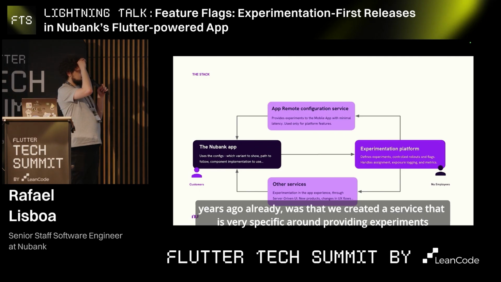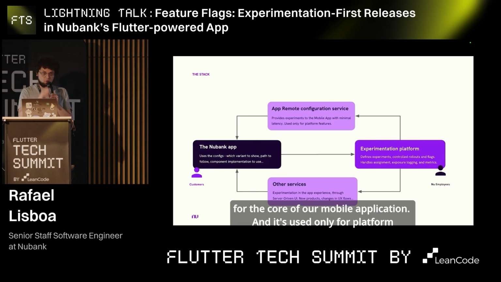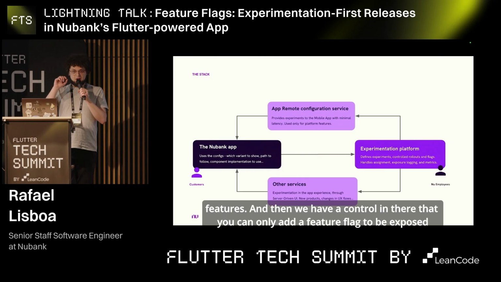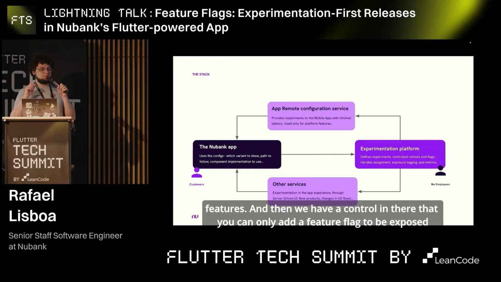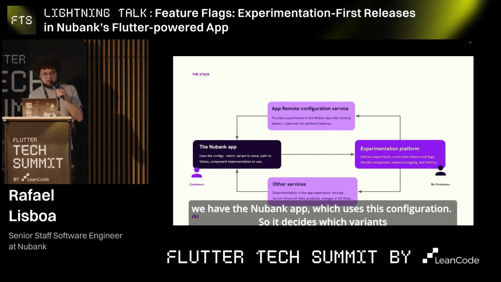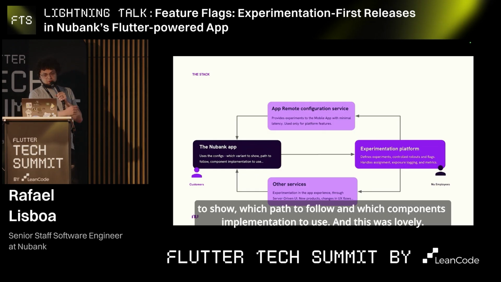And then the kind of new thing, although this was done years ago already, was that we created a service that is very specific around providing experiments for the core of our mobile application. It's used only for platform features. And we have a control in there: you can only add a feature flag to be exposed in that service if mobile platform agrees, right? Governance. And then at the left, we have the Nubank app, which uses this configuration. So it decides which variant to show, which path to follow, and which component implementation to use.